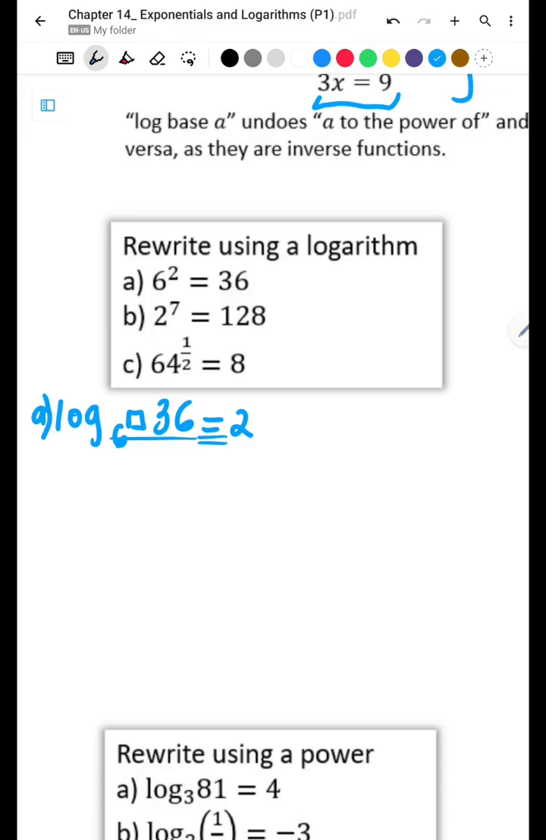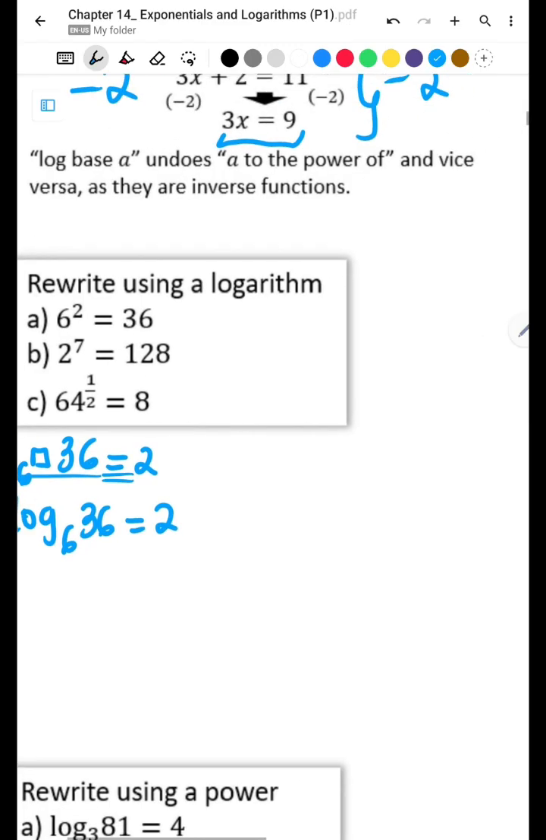So that implies that log base 6 of 36 is equal to 2. That's a very simple way of doing it. The power of the base that gives me 36 is 2. Similarly, I can do that for the b part.